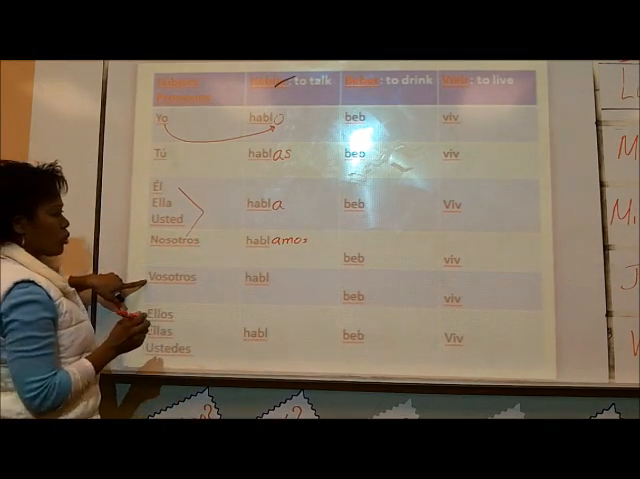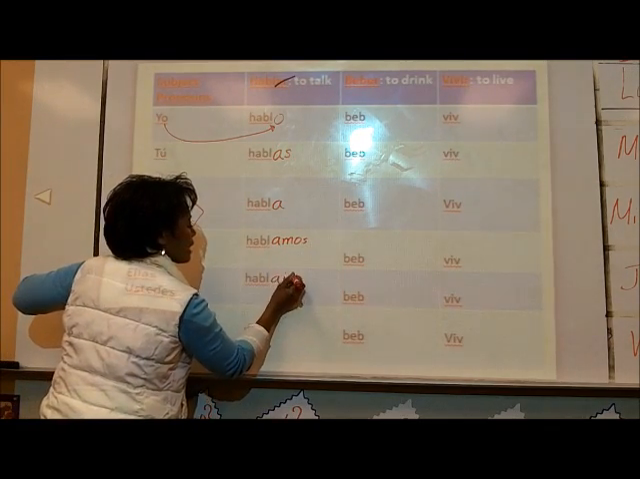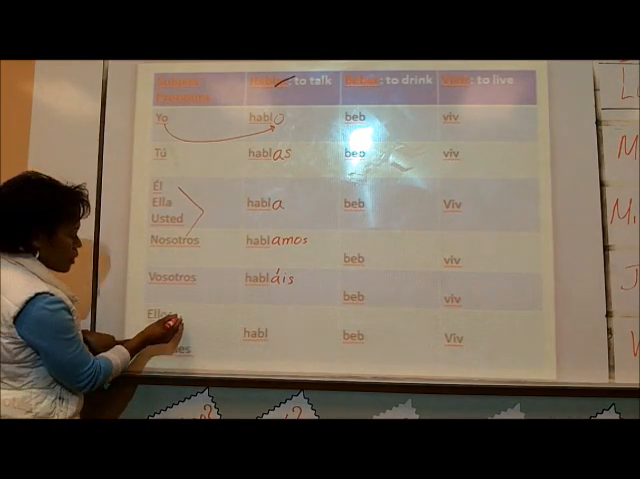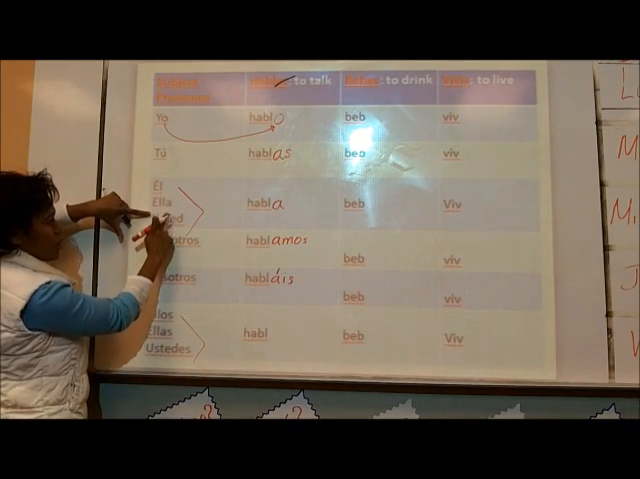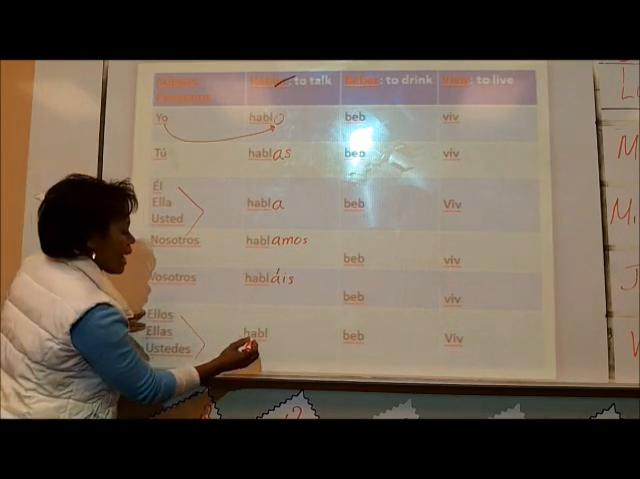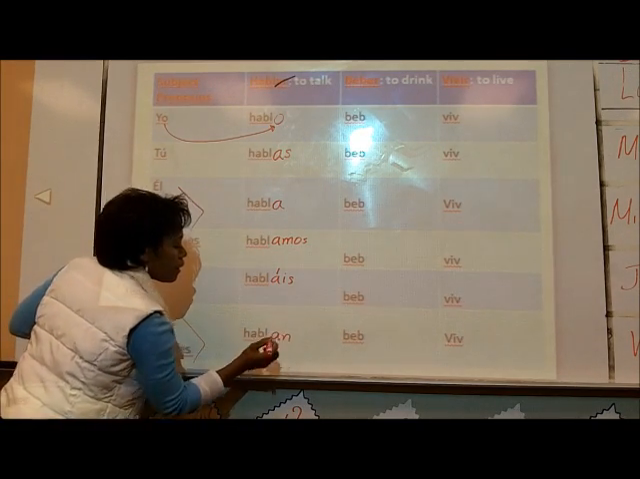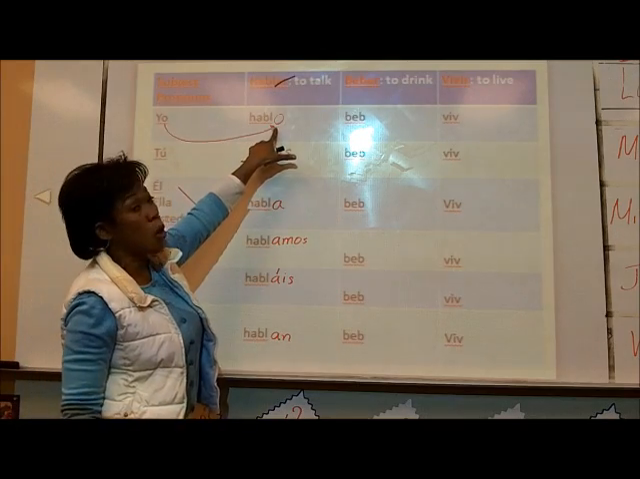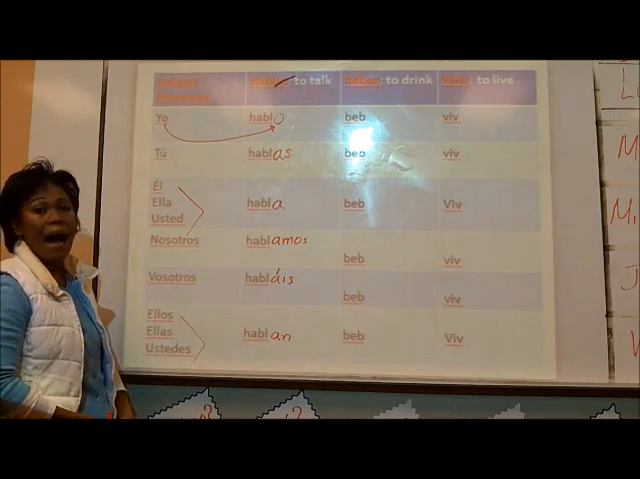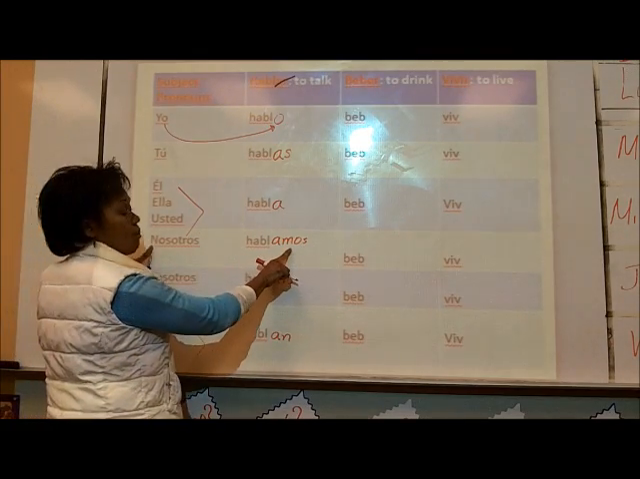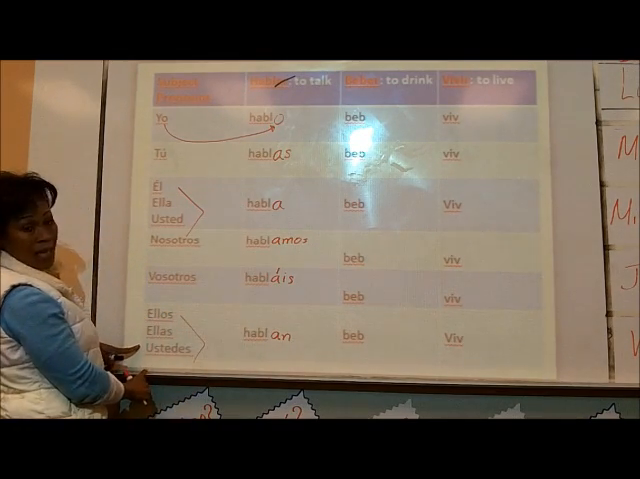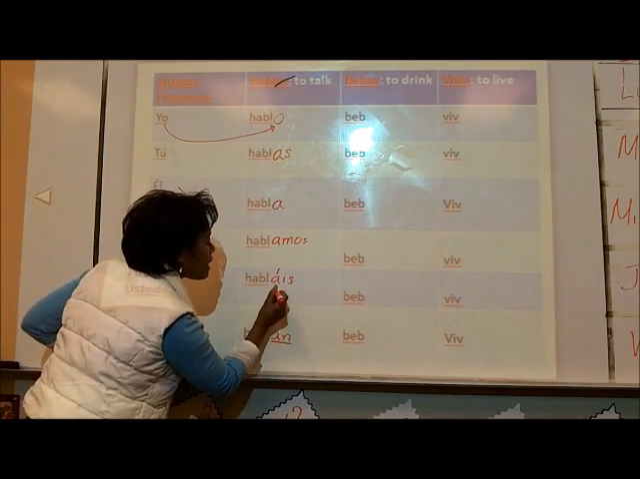The ending for vosotros is áis, with an accent over the A. And the ending for ellos, ellas, and ustedes is the same. See how these three subjects have the same ending? These three subjects will also have the same ending. And that will be AN. Okay, so now I have yo hablo, tú hablas, él, ella, usted habla, nosotros hablamos, vosotros habláis, and ellos, ellas, ustedes hablan. What does that mean in English?